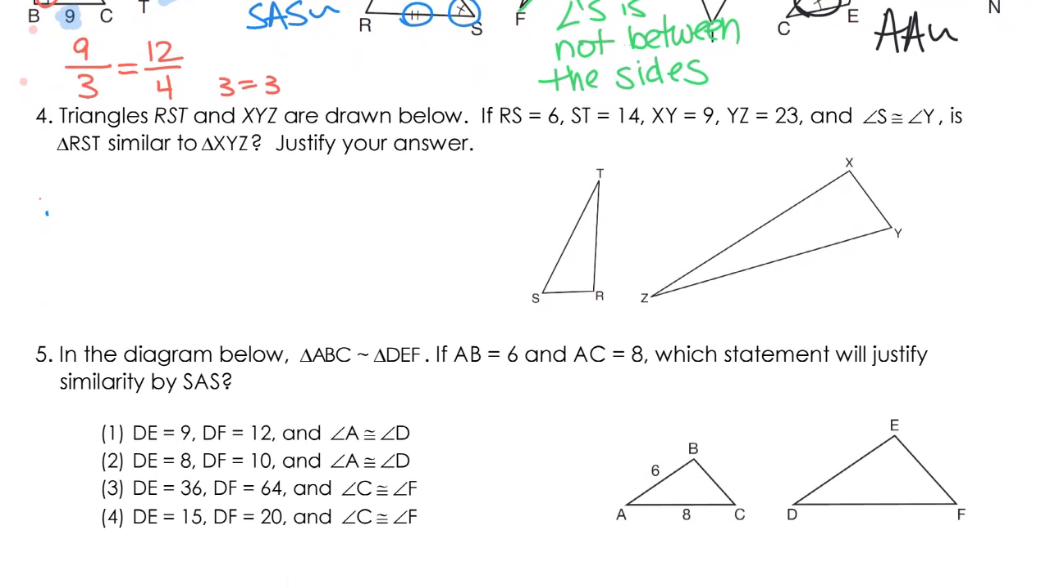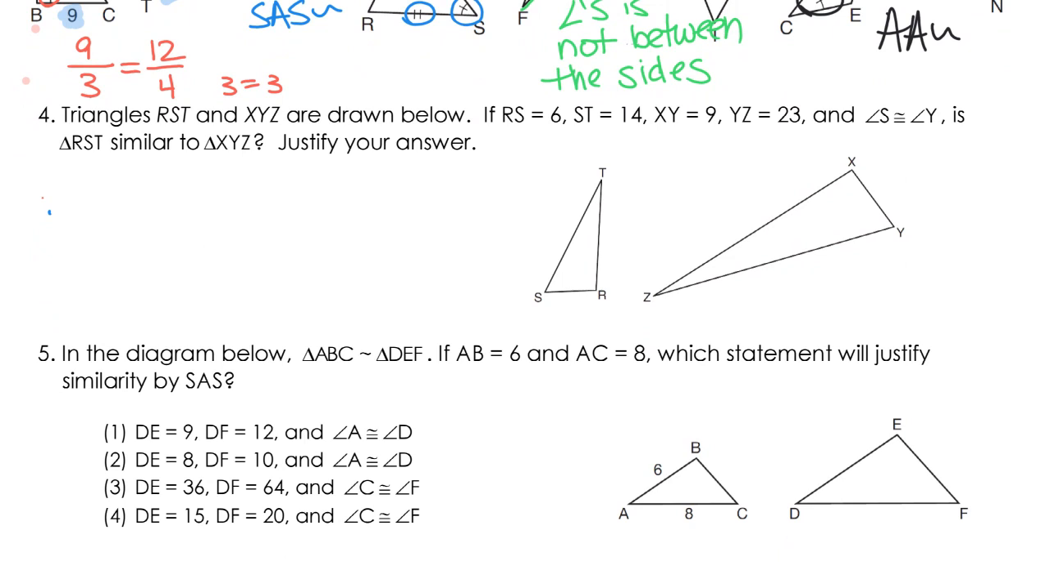All right. Number 4, it says triangles RST and XYZ are drawn below, and it says that RS is 6, ST is 14, XY is 9, and that YZ is 23. Oh, one more piece. Angle S is congruent to angle Y, which is perfect because that's the angle in between the sides. All right. So we're going to go ahead and try for side angle side similarity.